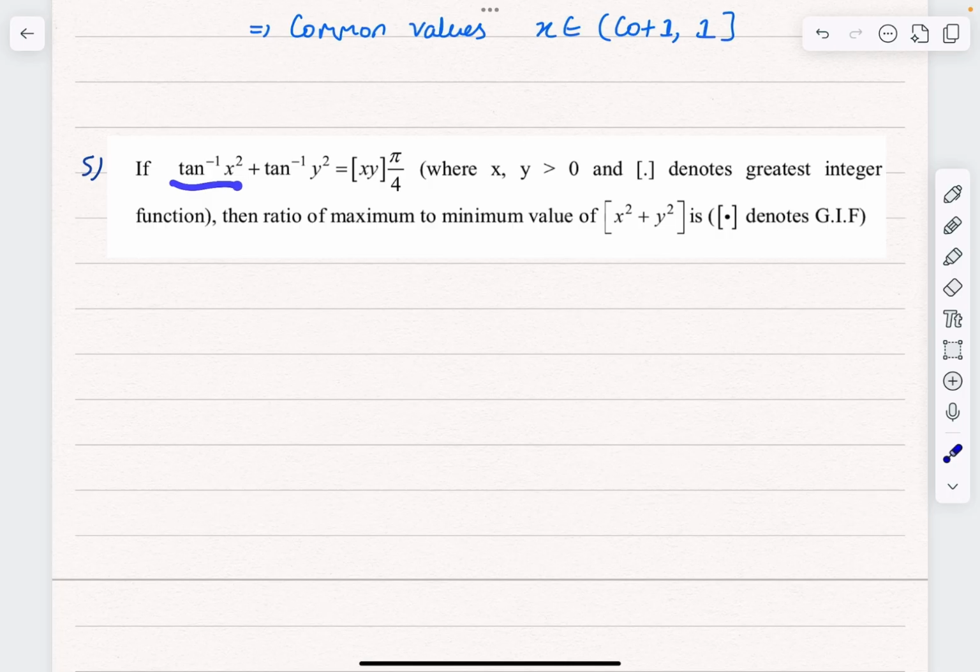If tan inverse x square plus tan inverse y square equals step of xy into pi by 4, where x and y are positive, then the ratio of the maximum to the minimum value of step of x square plus y square.